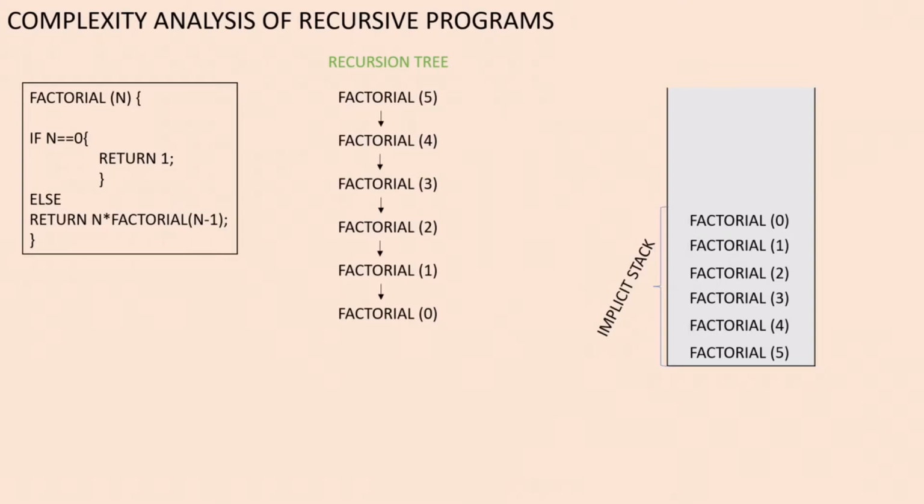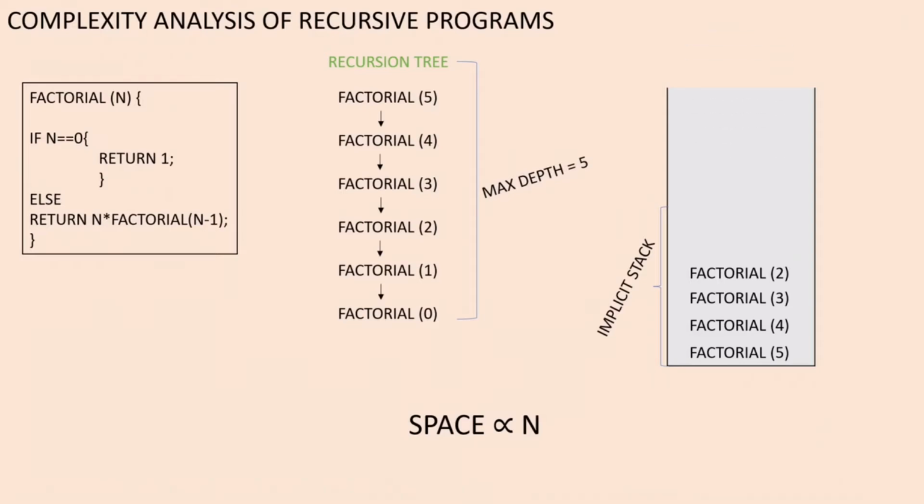From this recursion tree, the maximum depth is equal to 5. So if it is a factorial of n, the maximum depth of this recursion tree is equal to n. So for this particular case, the space required by the program is directly proportional to input n. As soon as we reach factorial 0, the function continues by returning to function factorial 1, and after it is done, it gets removed or popped from the stack, and the program continues until factorial 5 is finished and returns to its caller.